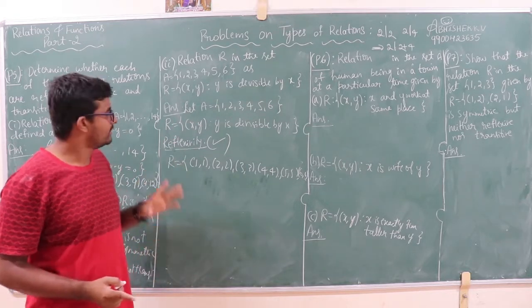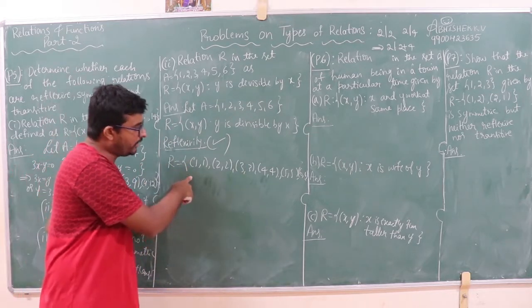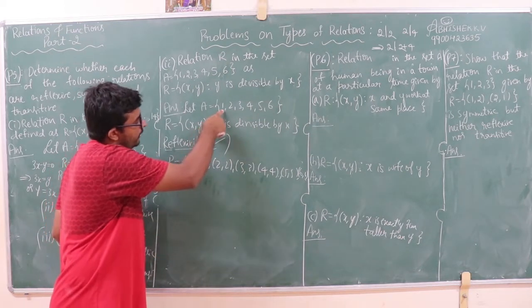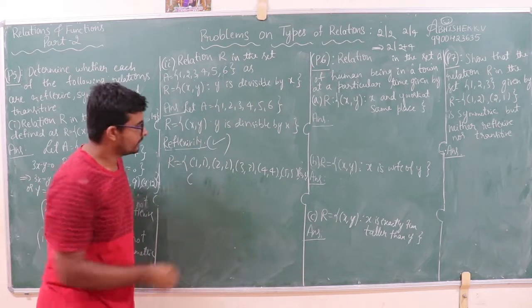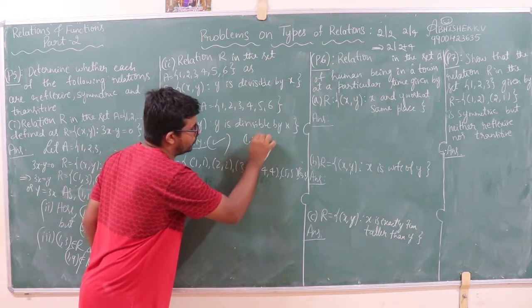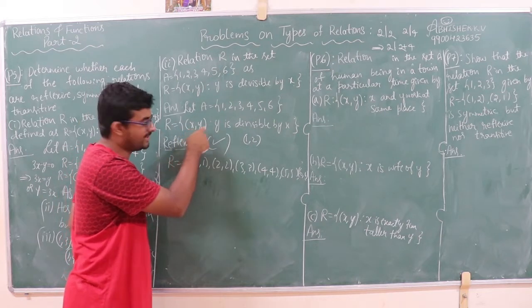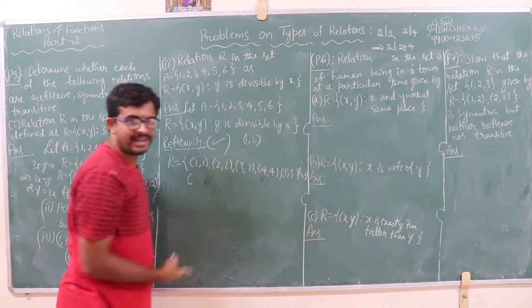For symmetric, see, write down the remaining ordered pairs. See, if I consider 1 and 2, according to the given relation, (x, y) means y is divisible by x.